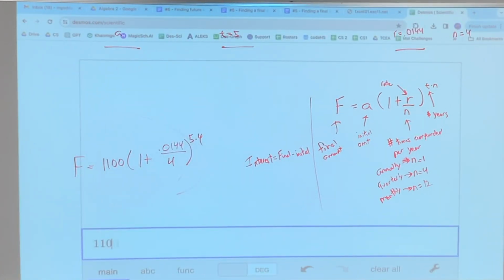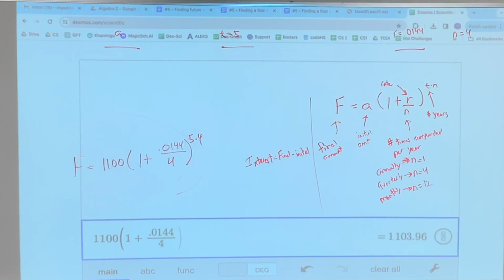So we've got 1100 times 1 plus 0.0144 divided by 4. Raise it to the power. And I'm going to put a parentheses right here so that both of these numbers are in there. 5 times 4, I could just put the 20 here. $1,181.968. Now, I'm rounding to the nearest hundredth. So I've got the 6, so I'm either going to keep it or bump it up. I look at the one right next to it, it's an 8, so I'm going to bump this up to a 7.